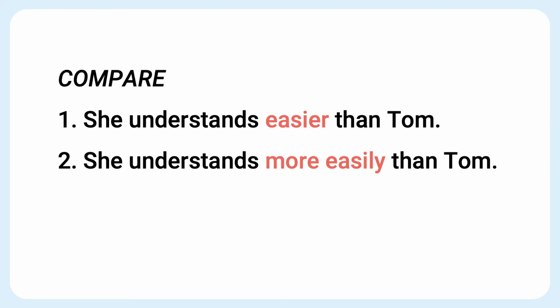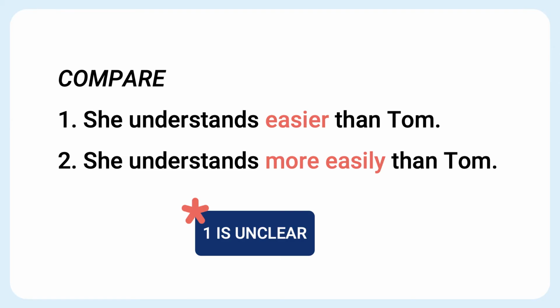Okay, compare these 2 sentences. She understands easier than Tom. And number 2, she understands more easily than Tom. These are both adverbs. They're both adding information to the verb understands. So understands easier or understands more easily. Which one is clearer? Well, number 1 is a little bit unclear. She understands easier than Tom. Number 2 is better. It's clearer. She understands more easily than Tom.